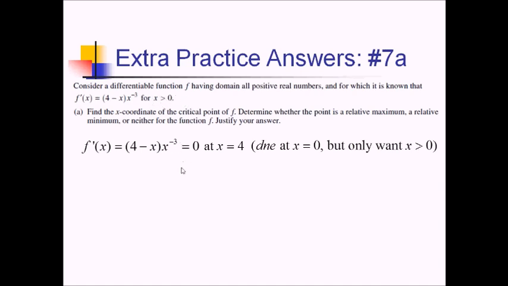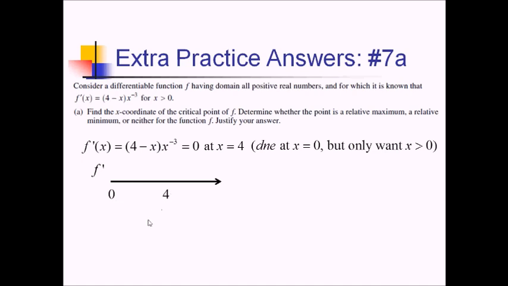All right, so if I'm looking to see if this is a max, min, or neither, I can use my first derivative test. So I'll set up a number line. This is an f prime line. And I've got 0 over here because I don't want to look at anything to the left of 0. But I've also got 4 as my critical value. So I'm going to test some numbers here.